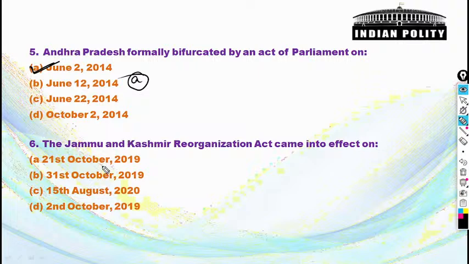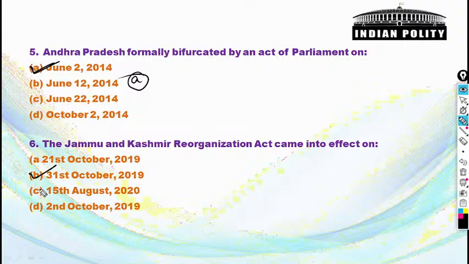And Jammu Kashmir, this is option A. The Jammu Kashmir Reorganization Act came into effect. It was enacted by Parliament under Article 3, and it divided the erstwhile state of Jammu and Kashmir into two separate union territories for security reasons and the cultural distinctiveness of Ladakh. That came into effect on 31st October 2019.